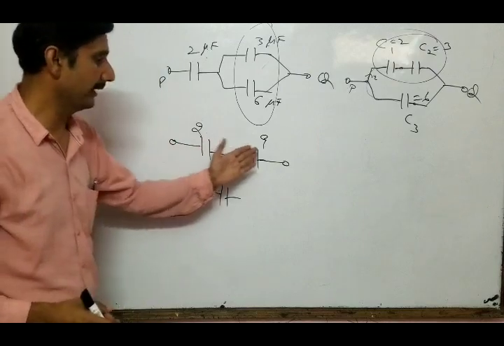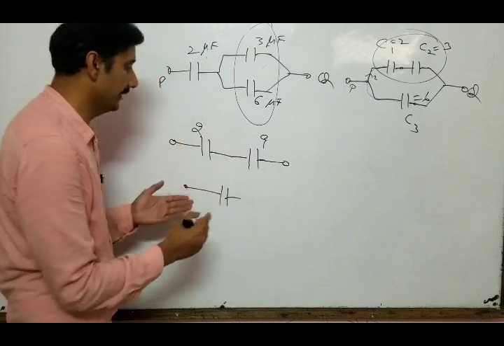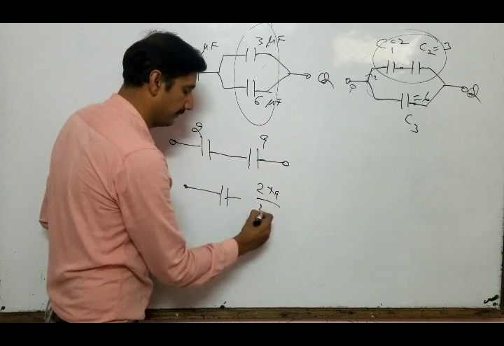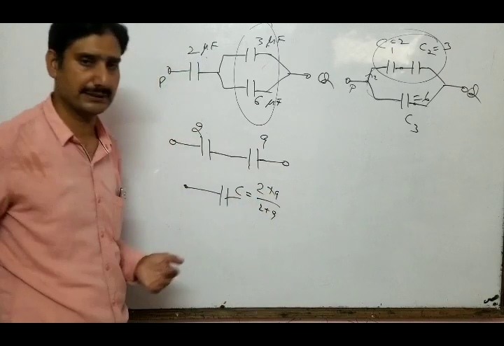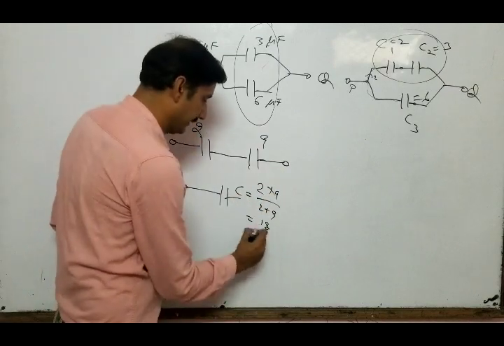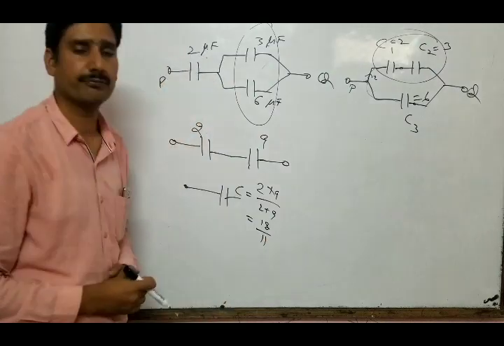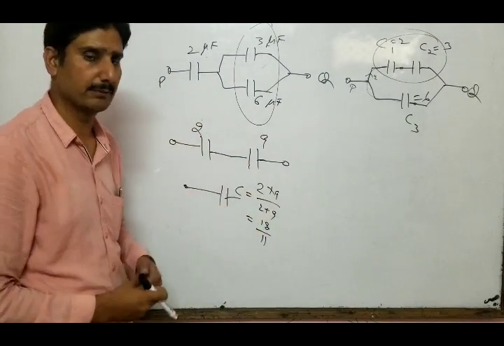And now 2 and 9 are in series. You know the answer would be 2 into 9 divided by 2 plus 9. That is the effective capacitance. That is equal to 18 by 11. C1 into C2 over C1 plus C2.